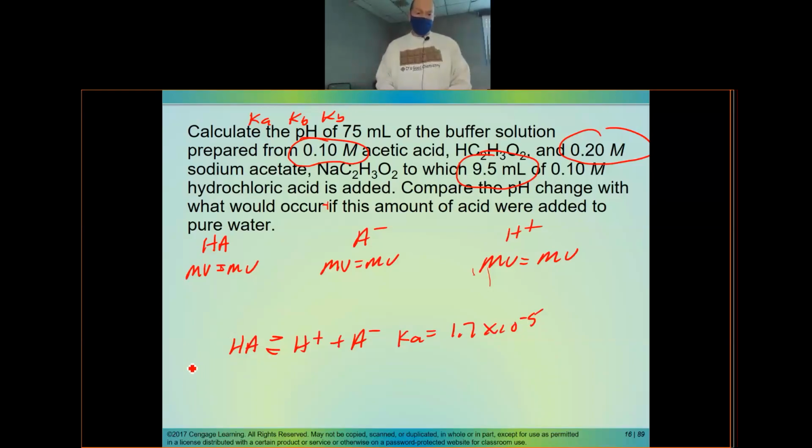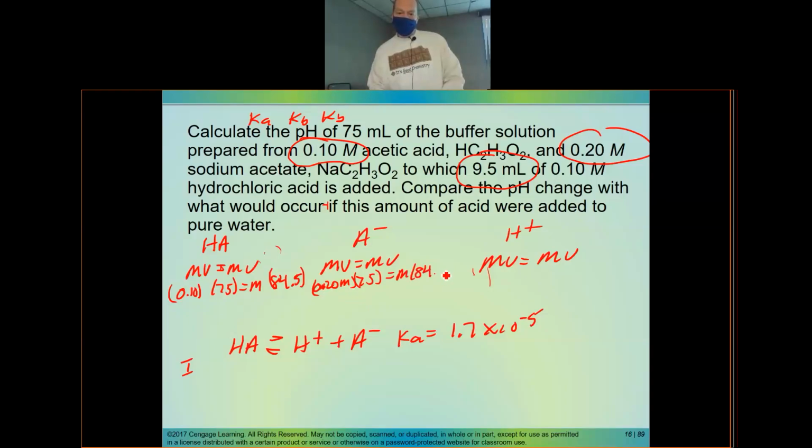All right, but when we put in our initial, we have to do it always after mixing. And so we mix them together. So the molarity of my HA was 0.1 when the volume was 75 mils of that. What is my molarity now that we are at 84.5 mils? Because we added the 9.5 mils of the HCl. A minus was 0.2 molar at a volume of 75. What is the molarity now that we are at 84.5 mils?